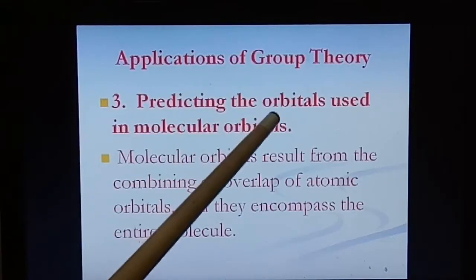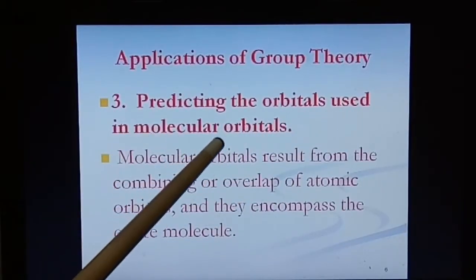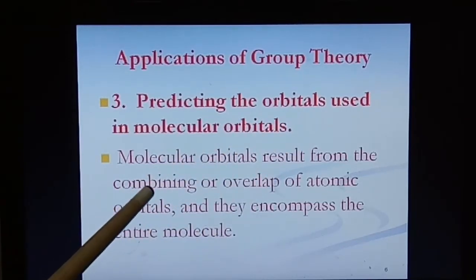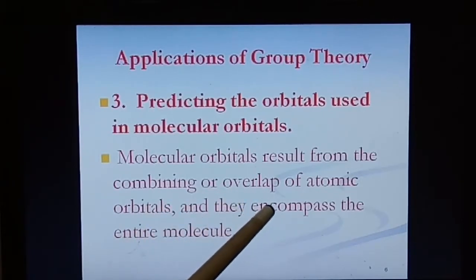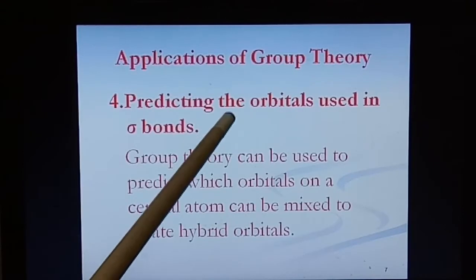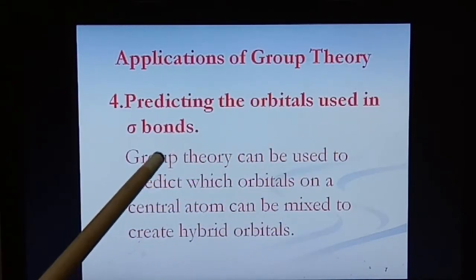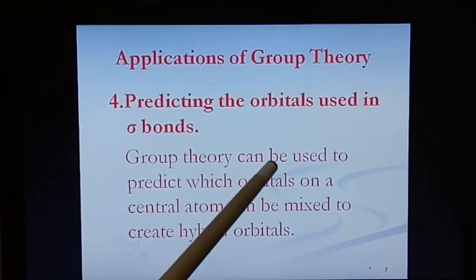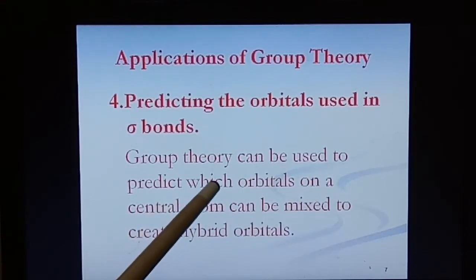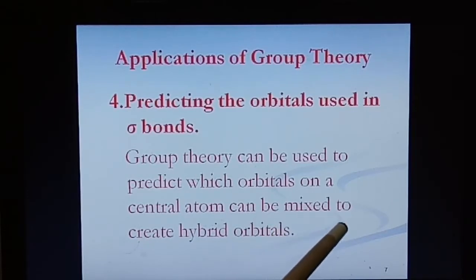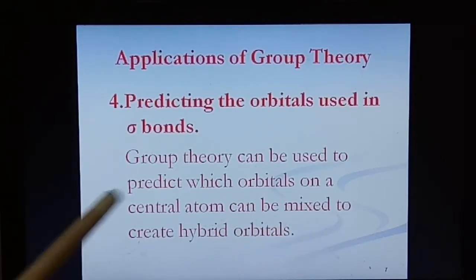Third, predicting the orbitals used in molecular orbitals. Molecular orbitals result from the combining or overlapping of atomic orbitals, and they encompass the entire molecule. Fourth, predicting the orbitals used in sigma bonds. Group theory can be used to predict which orbitals on a central atom can be mixed to create hybrid orbitals.